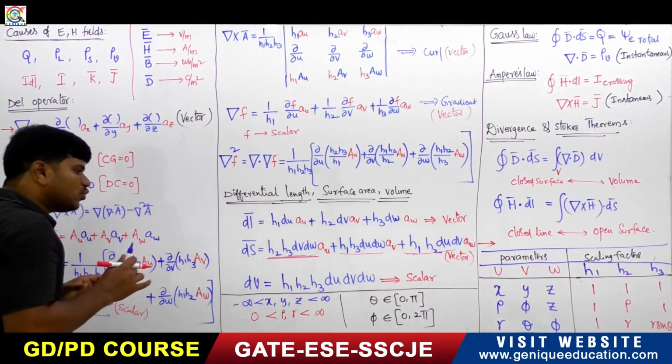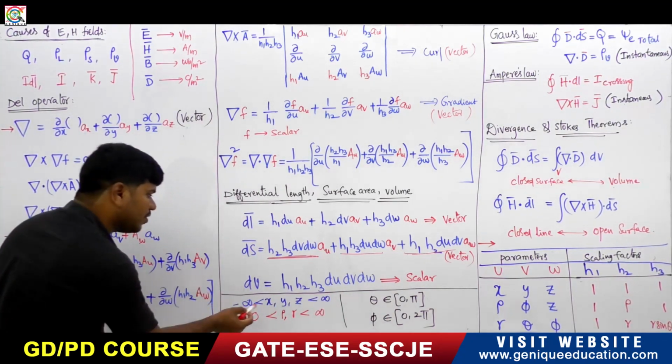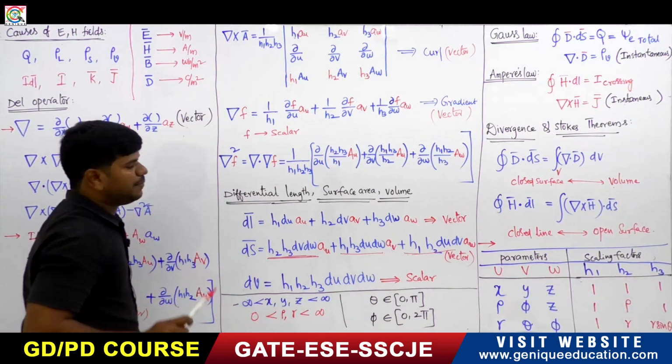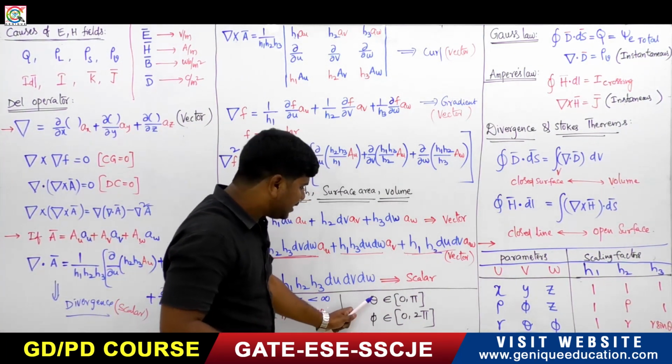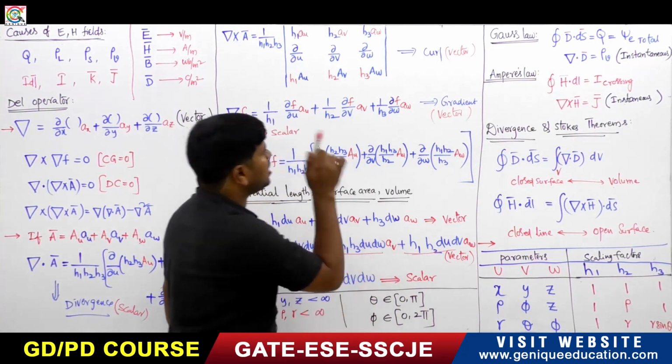Okay, so you have to remember the ranges. The ranges of x, y, z, rho, r are very important, and theta and phi are very important. So that's why you have to focus on this.